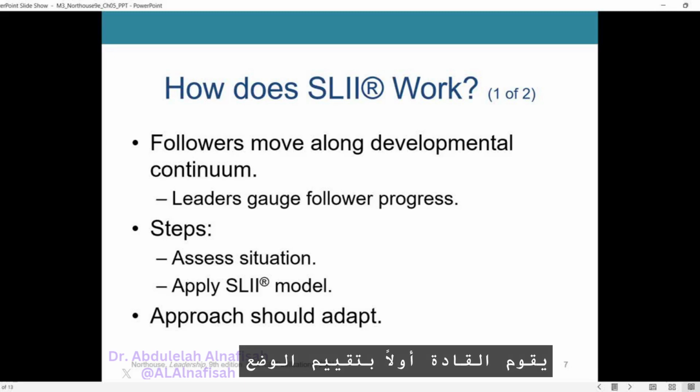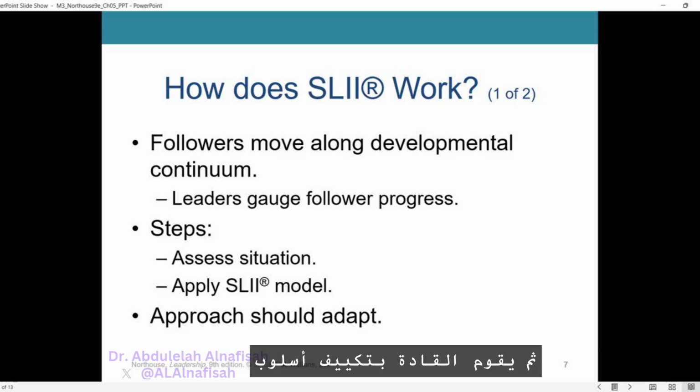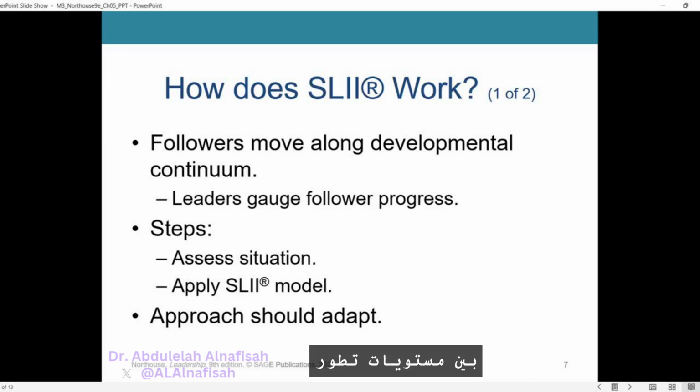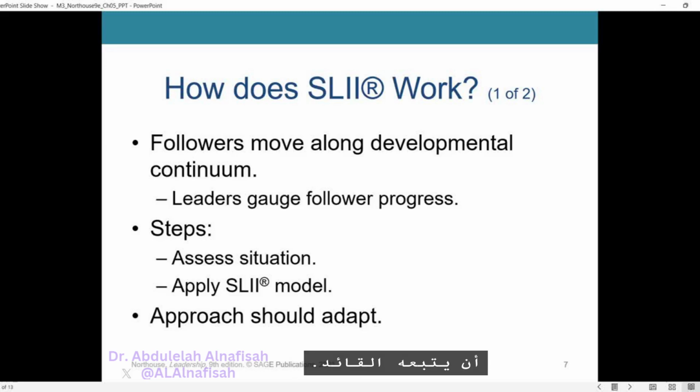Leaders first assess the situation to determine followers' development levels based on their competence and commitment regarding a specific goal. Leaders then adapt their leadership style according to the prescribed style in the SLII registered model, maintaining a direct correlation between followers' development levels, D1, D2, etc., and the leader's style, S1, S2, etc. Each level of development corresponds to a specific leadership style that the leader should employ.